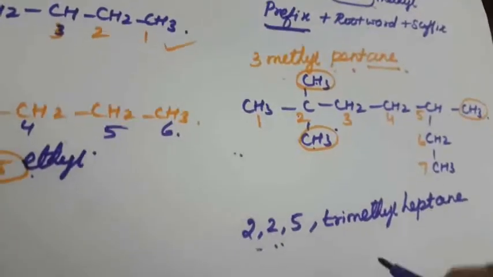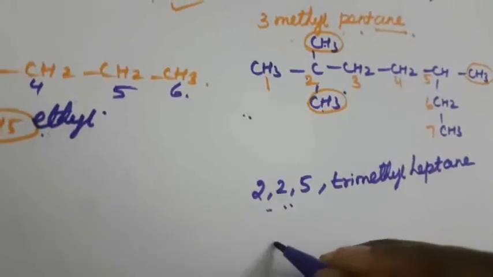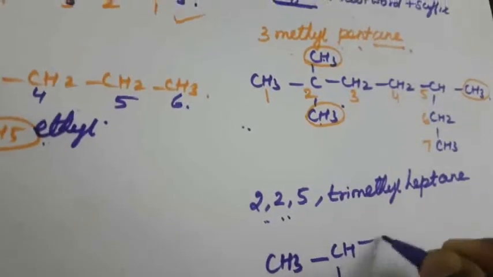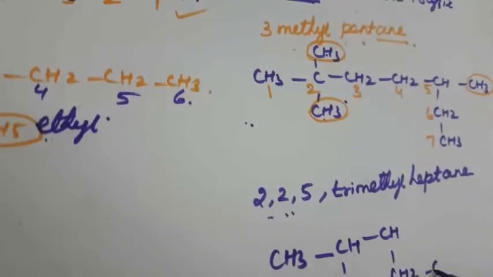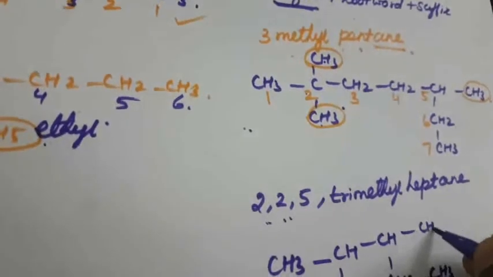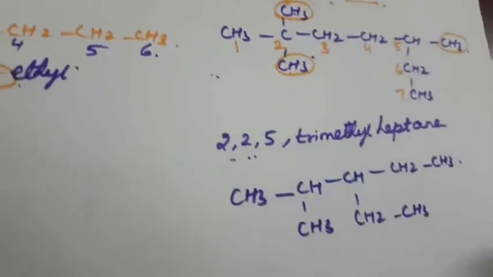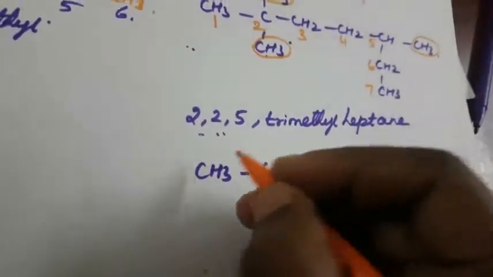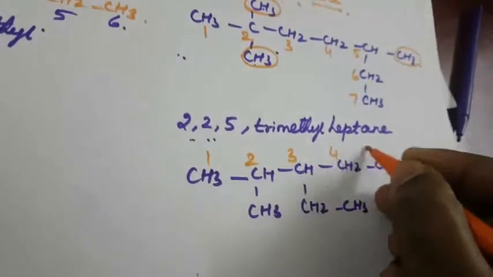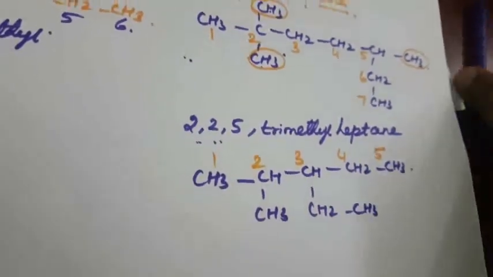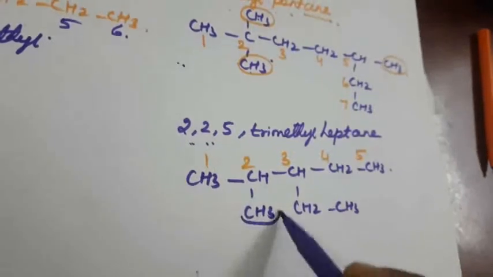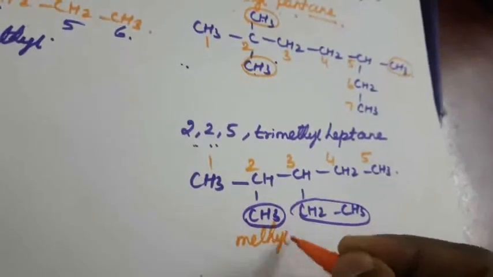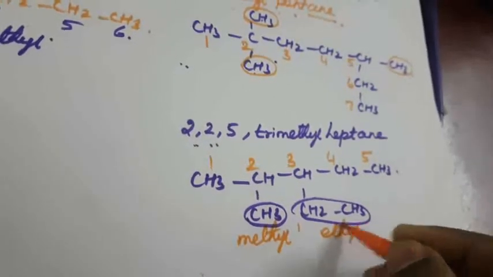Okay, one more compound: CH3, then CH, CH2, CH3, then CH2, CH3. Okay, this is another one. How to number this compound? This is the second position, so which gives the priority, 1, 2, 3, 4, 5. Okay, this is 5 carbons. What is the prefix? What is the name of this one? This is methyl. This is methyl. This one is ethyl.